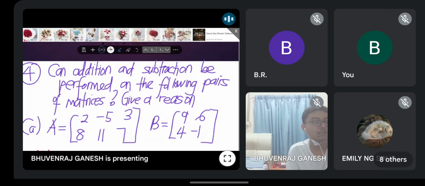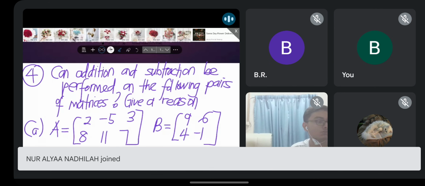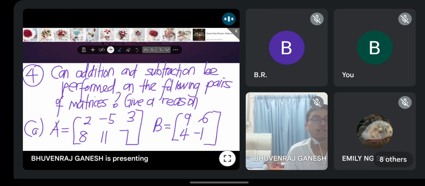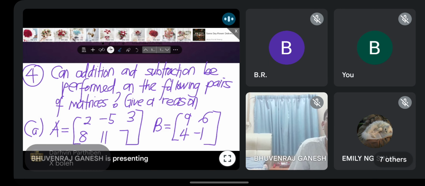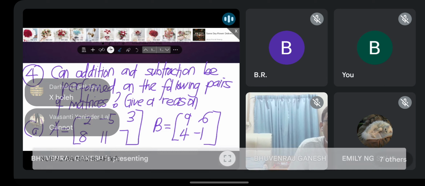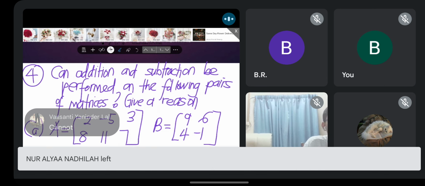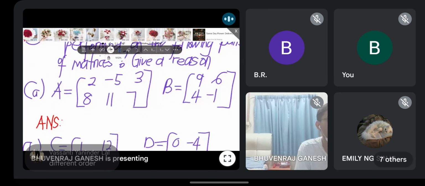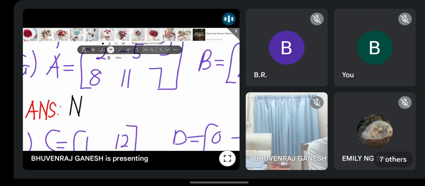Can you all tell me, based on this question for part A, can A and B be added and subtracted with each other? Can we add and subtract between the A and B matrix? Reason why cannot? One reason is enough. Yes, very good, different order of matrix. So the answer is no, because they have different order of matrix.